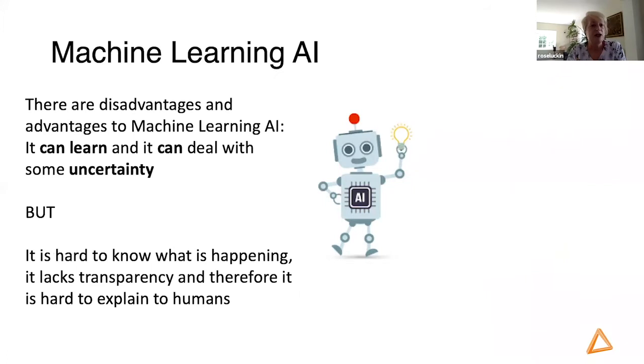So machine learning helps us to solve some of those problems that the early AI systems using search or production rules led to. And that's because these systems can learn. These systems can learn from data and they can deal with a certain amount of uncertainty. But also, unlike the early systems, you don't know what's happening. When a decision's made, you can't see the rules that have led to that decision, and therefore it's very difficult to know what's happened and very difficult to explain why a decision has been made to other people.